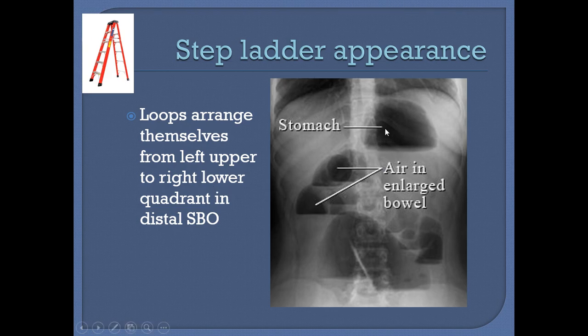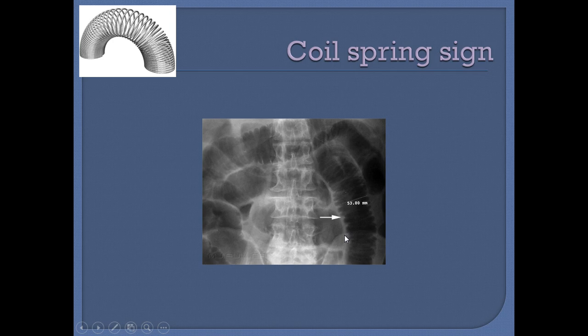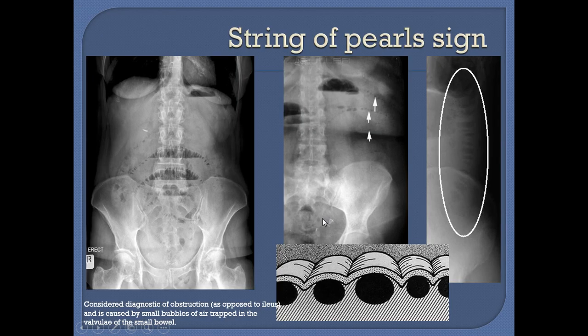You can see the stomach bubble, which is also distended, and air in the enlarged bowel, like dilated bowel loops. Then coil spring sign. Have you ever seen a coil? It opens and it closes, like you can see this thing. This is like a coil. The small bowel valvulae conniventes look like a coil. So this is the point of obstruction.